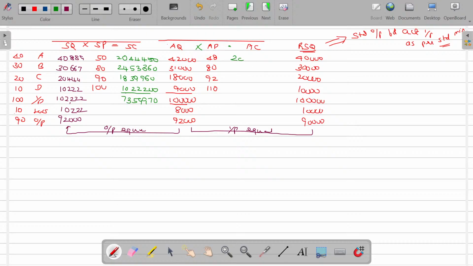20 lakhs, 16,000. 24 lakhs, 80,000. 16 lakhs, 56,000. 9 lakhs, 90,000. Total actual cost being 71 lakhs, 42,000.